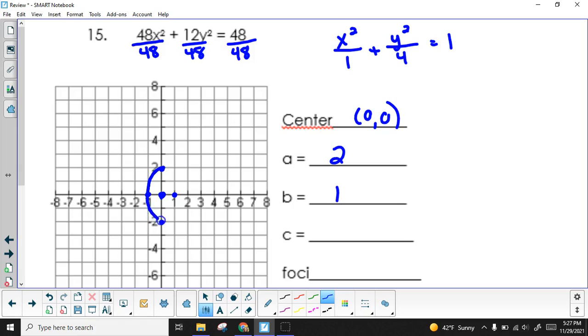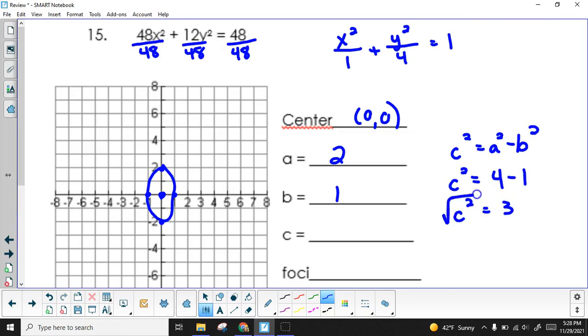And to get our foci, or our focus points, we need to use our relationship c squared equals a squared minus b squared. We have our a squared and our b squared values. A squared is 4, b squared is 1, which means that c squared is 3. So our c value is the square root of 3. Now to find our focus points, that means that we're moving from the center, we're going to move this far, the square root of 3, along our major axis. Since our major axis is vertical here, this means we'll be moving up square root of 3 and down square root of 3 from the center.